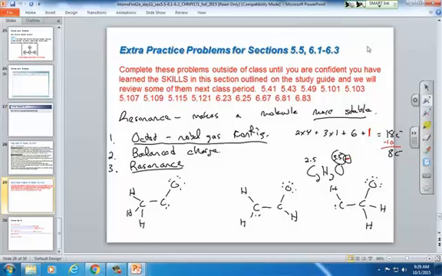Okay. This other one, this one I don't want. The other two are still possibilities because this one can receive electrons from this oxygen.